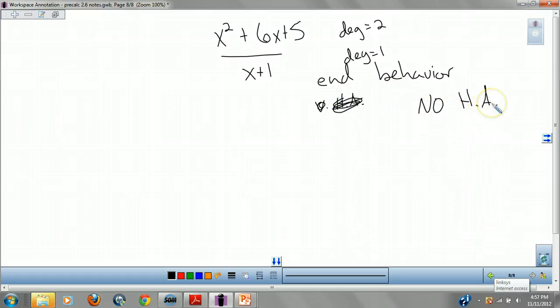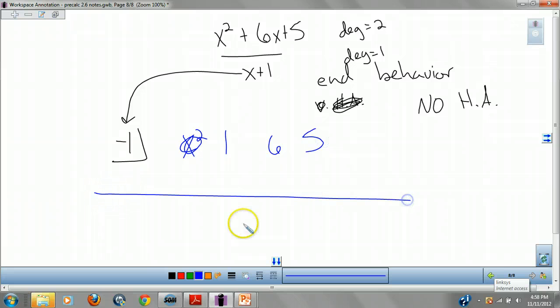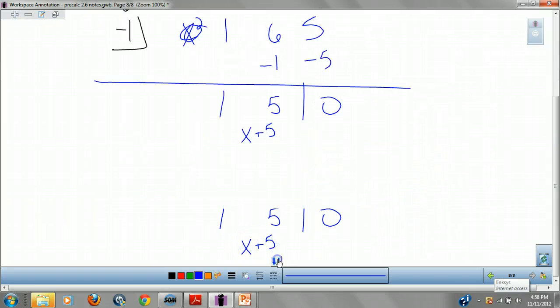So to find end behavior, what you do is you divide it out. So negative 1 comes from that x plus 1. This is the top part: 1, 6, 5. So you get 1, negative 1 is 5, negative 5 is 0. That worked out nicely. So we end up getting x plus 5.